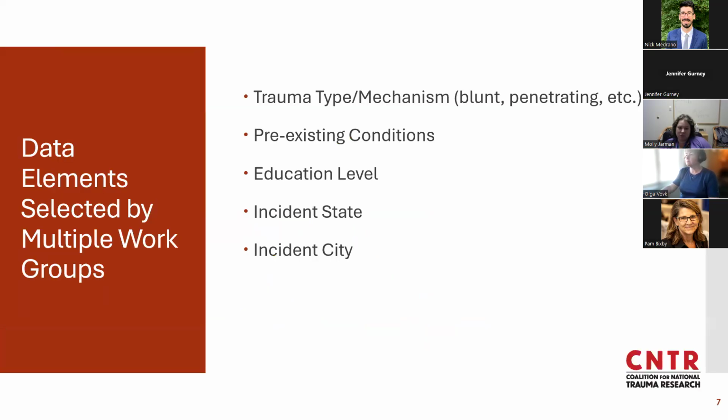So here's a list of these elements. Trauma type or mechanism, blunt or penetrating, we'll go through that one. Pre-existing conditions, education level, and then incident state and incident city. I know these overlap with a couple of different groups. For example, the pre-hospital group was interested in the incident state and city information. So a couple of things to go through here.